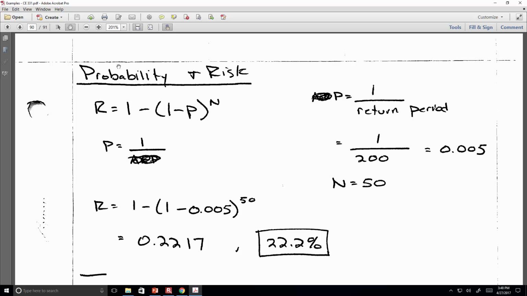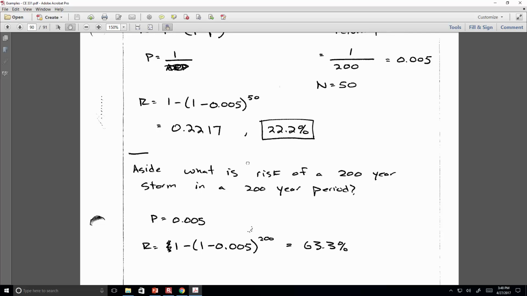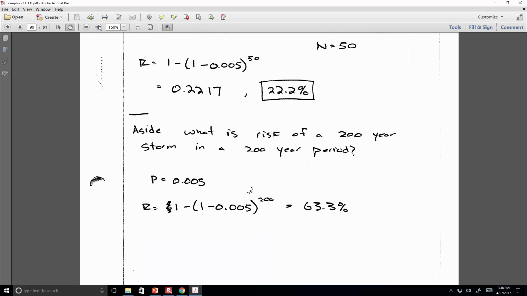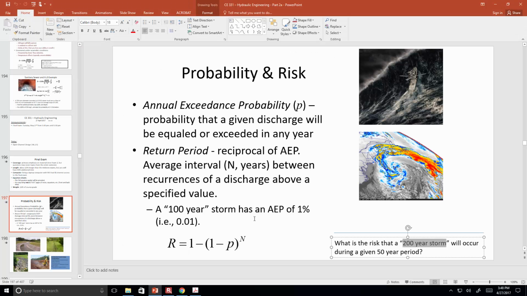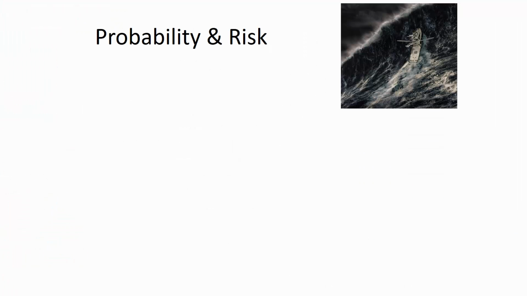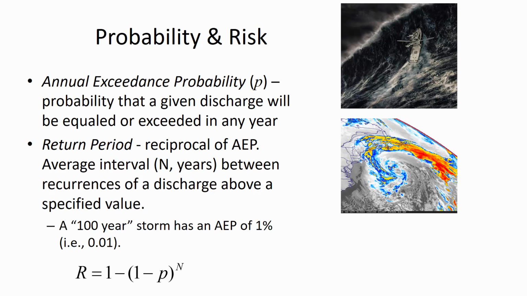What's kind of interesting is if you consider the 200-year period, there's not even a 100% probability that over 200 years you'd see the 200-year storm. So if you said n equals 200 years, there's only a 63.3% chance that you'll experience a 200-year storm within a 200-year period. So if you do end up taking the hydrology class, there's more risk and probability there as we talk about the ways that you have to go through to calculate the flow rate that hydraulic designers will be sizing channels for.